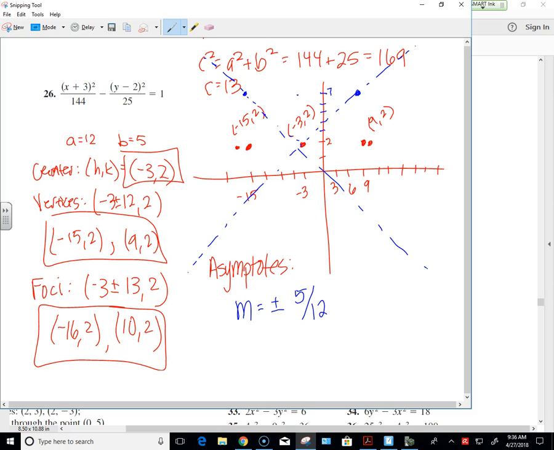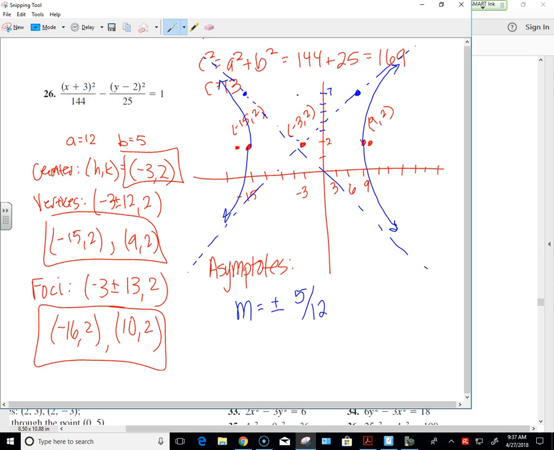Now, how do I finish my hyperbola? I start at my vertex and I say, how curved are you? Oh, just go to the asymptote. How curved are you? Go to the asymptote.